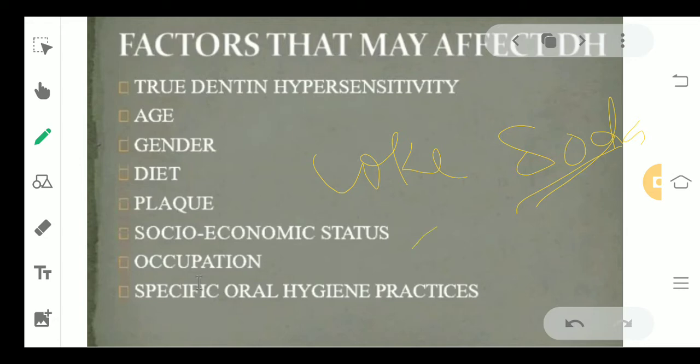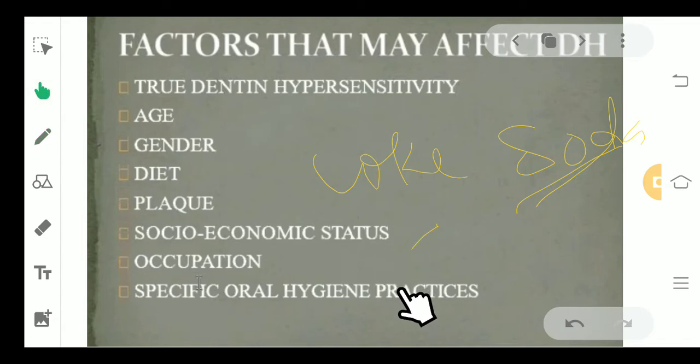If we talk about socioeconomic status, most of the time people who belong to a lower socioeconomic status do not exactly know how to take care of their teeth, which leads to a poor prognosis that can further lead to damage to the enamel, and the dentine is going to get exposed.